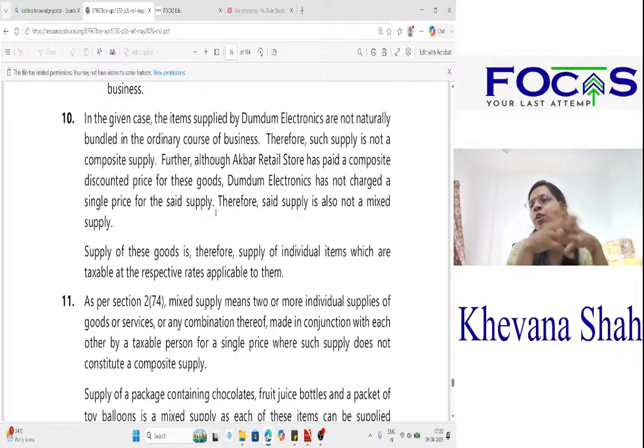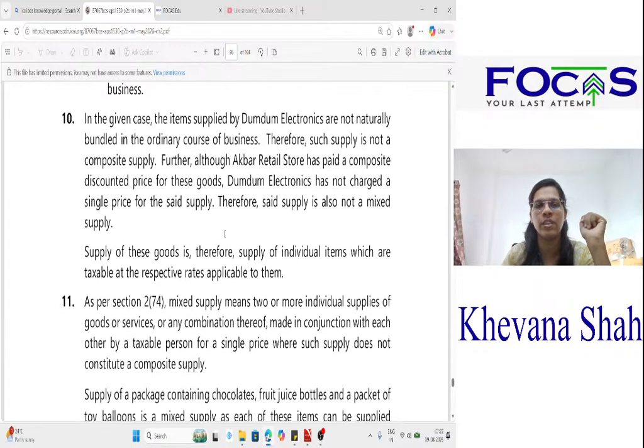But me paying the total amount is not the same as the shopkeeper asking me for a single amount. If the shopkeeper is giving me separate amounts for each of the items involved, then that is not a case of your mixed supply. So here Dum Dum Electronics has not charged a single price for the said supply. Therefore, the said supply is not a mixed supply. Okay, so that is the reason that this is not a mixed supply.